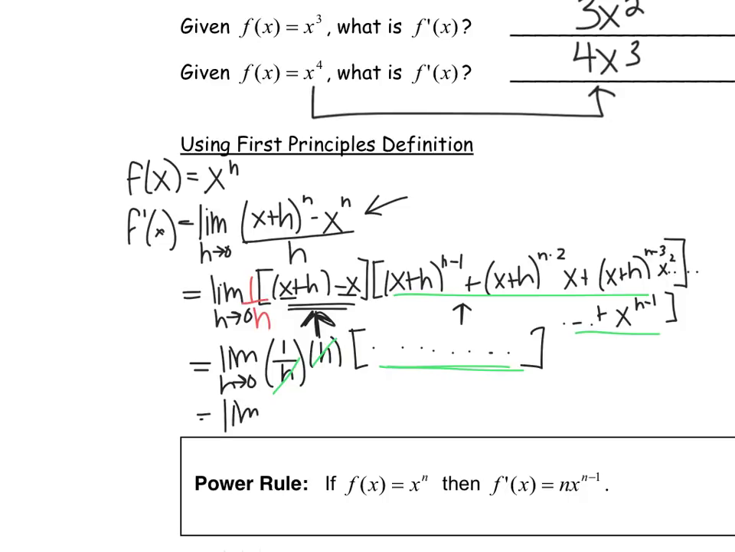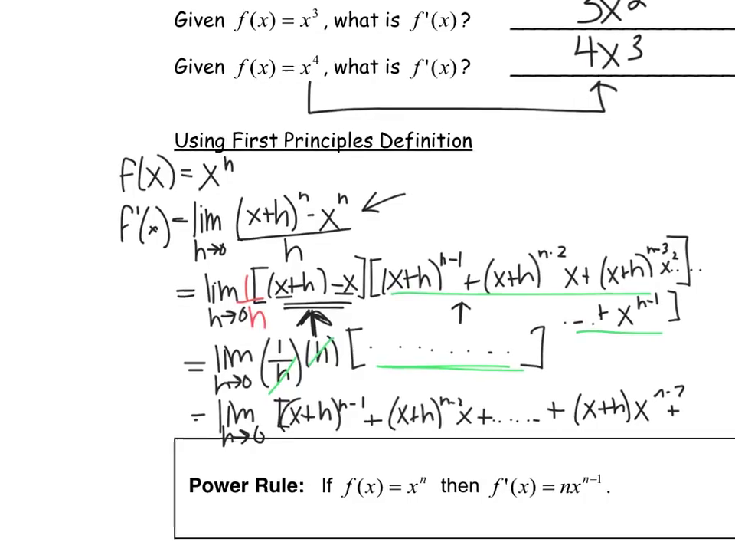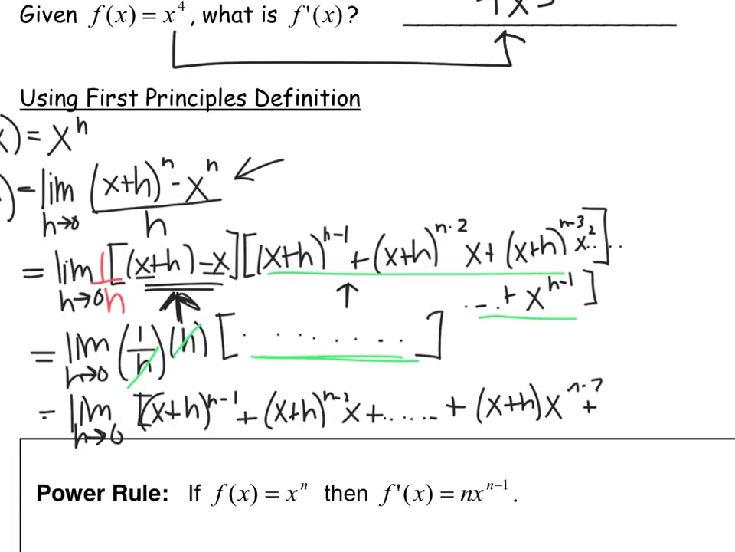That gives me the limit as h approaches 0 of x plus h all to the n minus 1, plus x plus h to the n minus 2 times x, and we keep going that way until we have x plus h to the 1 times x to the n minus 2, plus, I'm running out of room here, I end up with x to the n minus 1 at the end.